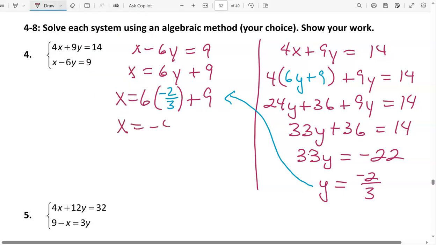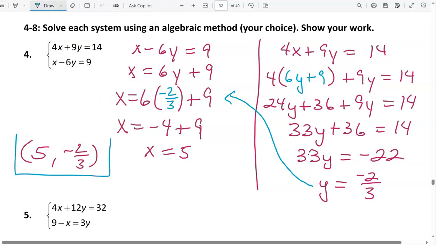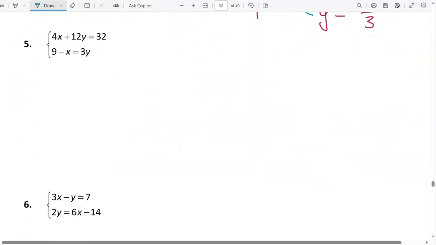6 times negative 2/3 is negative 4. Negative 4 plus 9 is 5. So our ordered pair solution is 5, negative 2/3. Now let's take a look at number 5.